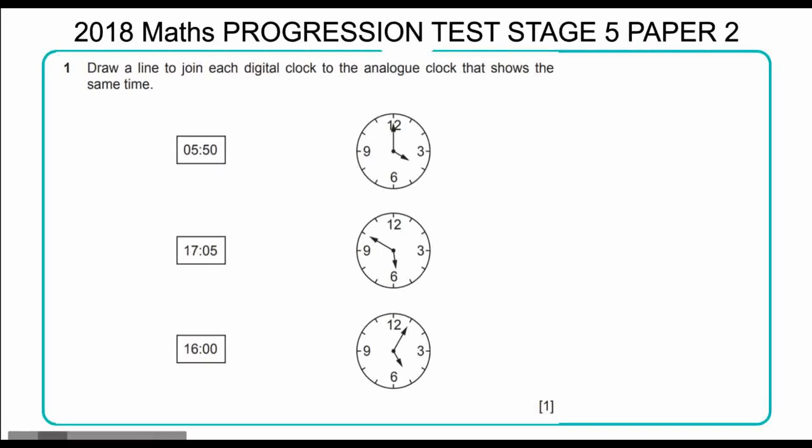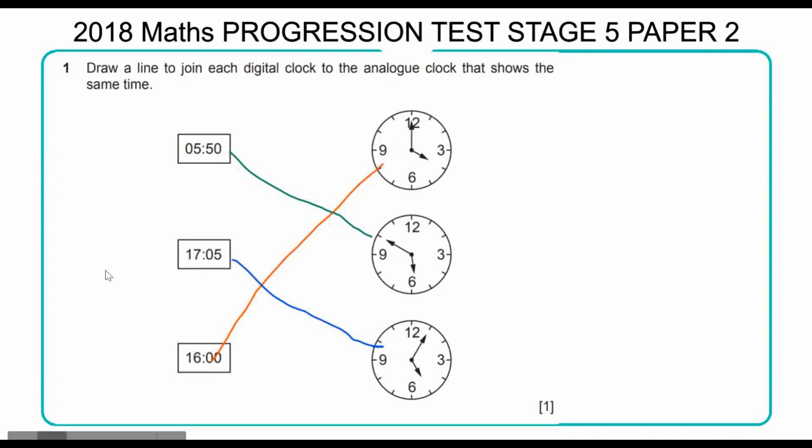Let's check the answer. 5:50 is this one. You can see it's 10 minutes before 6. 17:05 is 5 minutes past 5. This is a 24-hour clock. 16:00 is 4 p.m., so this is 4 p.m. Well, let's move on.